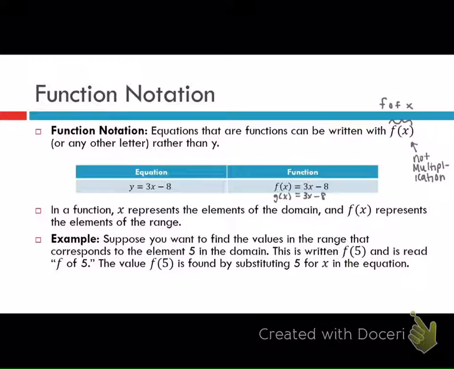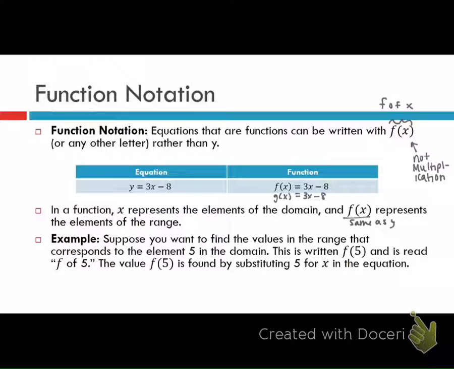Also, it shows the relationship between the input and the output, so the x value and the y value, or the x value and the f of x value. We know if we input something in, something's going to come out. That is what a function is telling us, and that's what function notation represents. In a function, x represents the elements of the domain, and f of x represents the elements of the range. That's because f of x is the same thing as y. Since y means range, that makes sense.